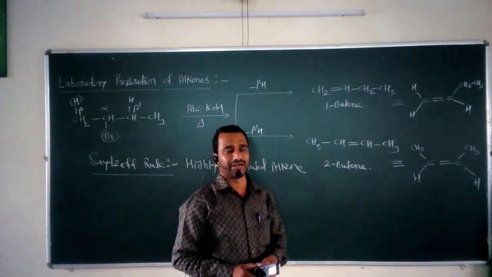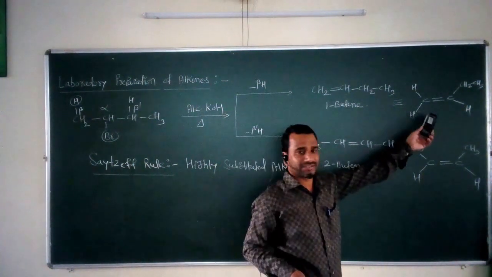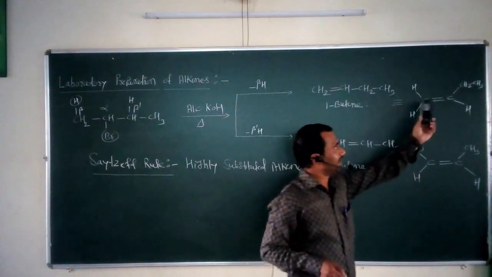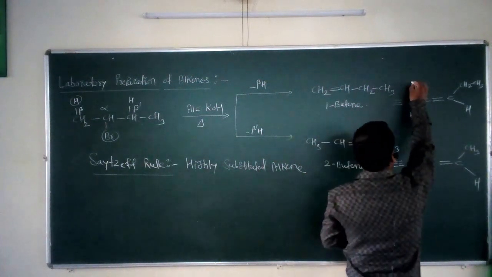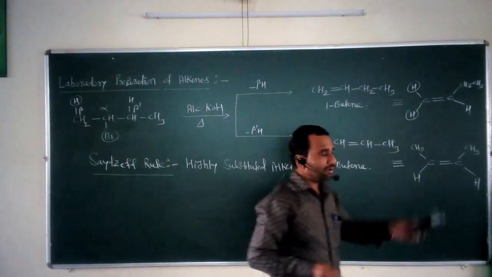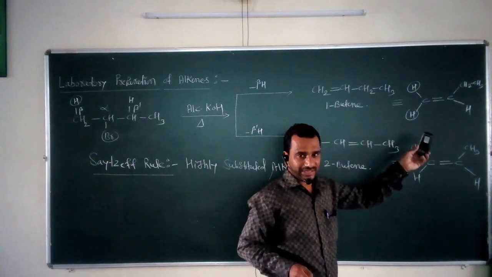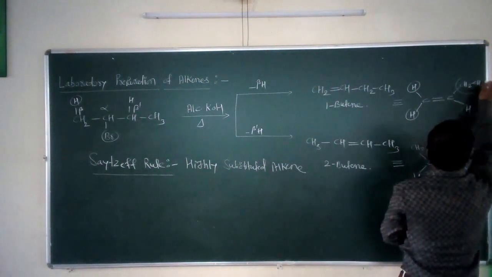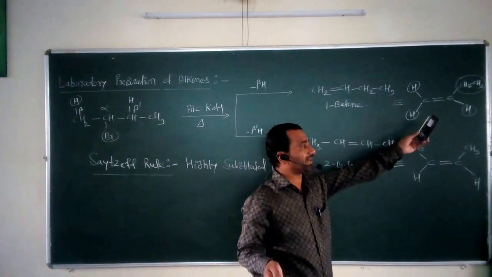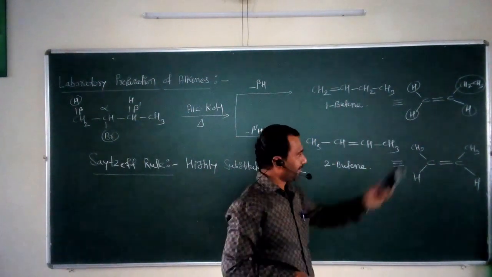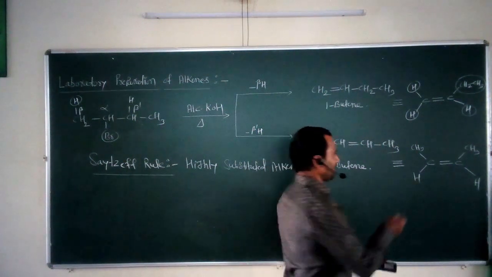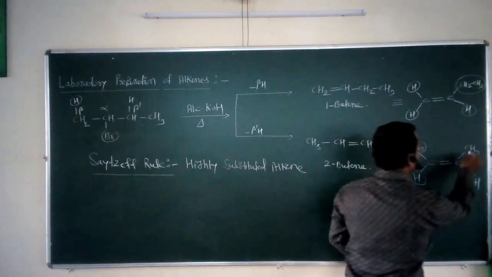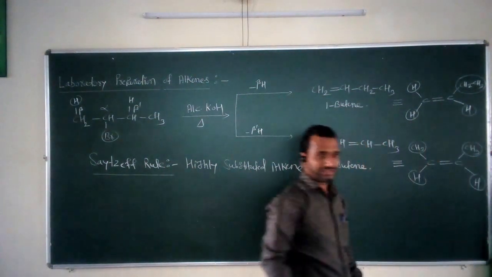Now if we look at the double bond carbons in these two compounds, if we consider this first compound, what happens to each olefinic carbon? This is the first, second. To the first olefinic carbon, 2 hydrogens are attached. For the second olefinic carbon, 1 hydrogen and 1 ethyl group is attached. While in case of the second compound 2-butene, to the first olefinic carbon, 1 alkyl and 1 hydrogen is attached, while to the second olefinic carbon, again 1 alkyl and 1 hydrogen is attached.